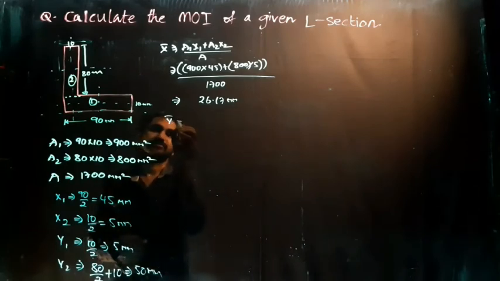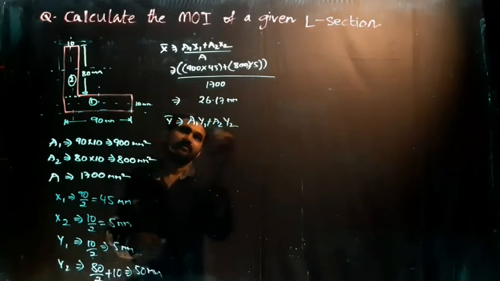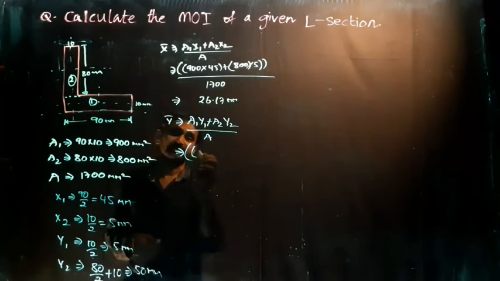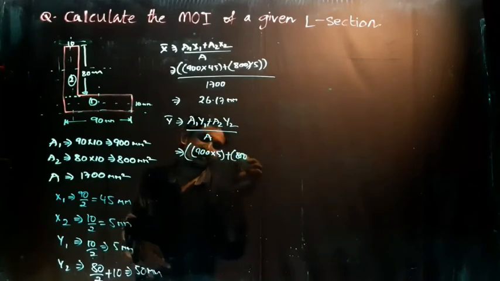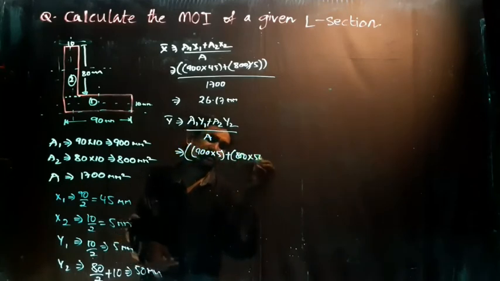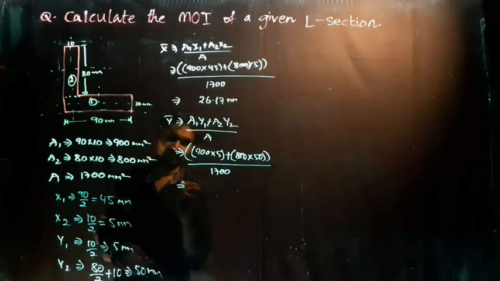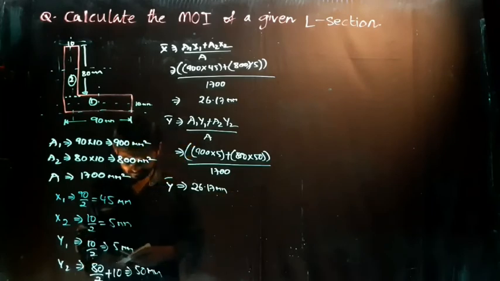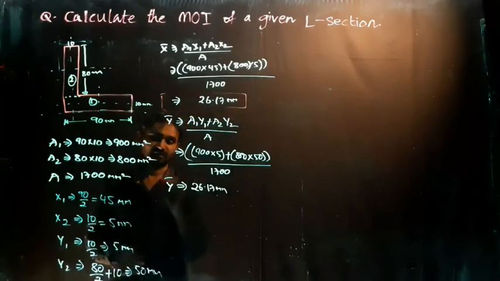Similarly, you need to calculate y bar also. What is the formula of y bar? a1 y1 plus a2 y2 by capital A. Here, what is the value of a1? a1 is same as 900 into y1. y1 is 5 from this, plus a2 is 800 into y2 is 50 from that, divided by 1700. So the value of y bar will be 26.17 mm. Now you got the value of x bar, you got the value of y bar.